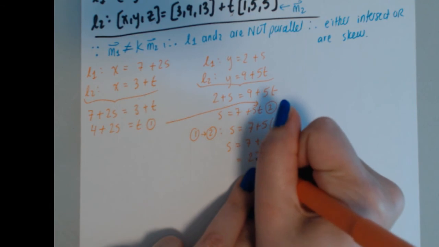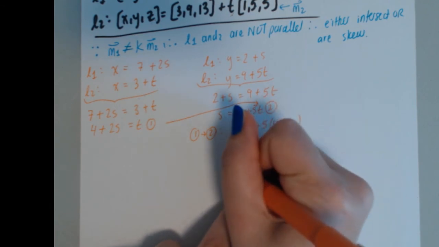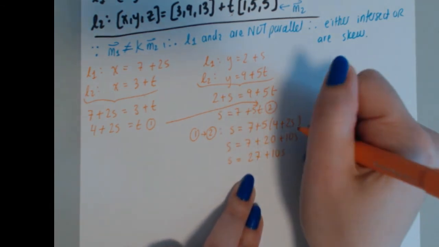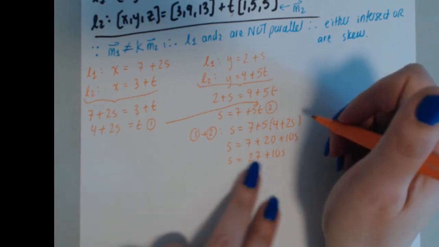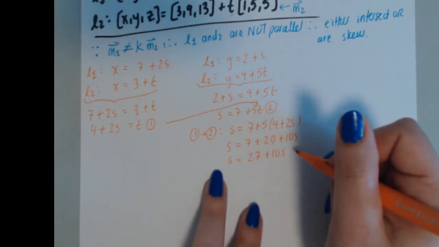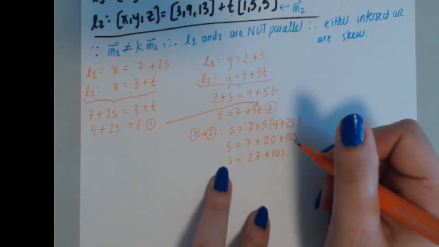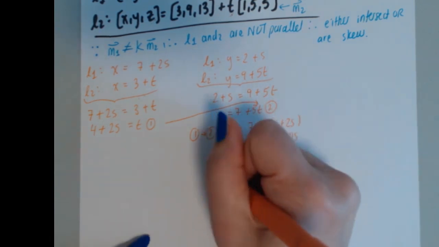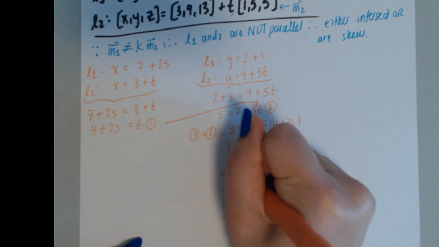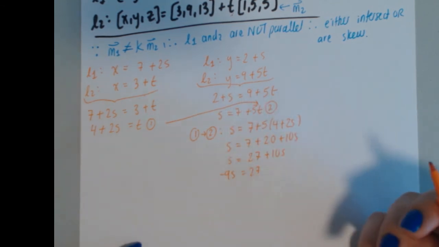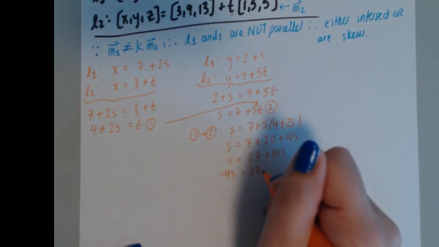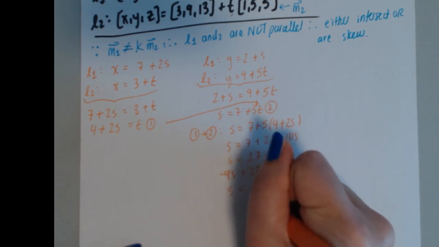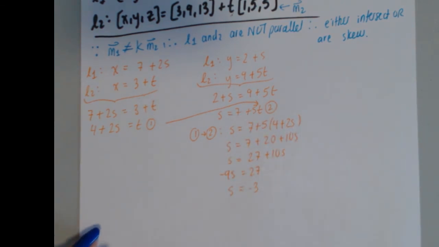7 plus 20 is 27 plus 10s. Oh, sorry, that should be a... Oh, no, that's right. Sorry, that's an s. Okay. All right. So we have 1s on the left, 10s on the right. 1 minus 10 is negative 9. So negative 9s is equal to 27. Divide left and right by negative 9. We have negative 3. Okay, so s is minus 3.